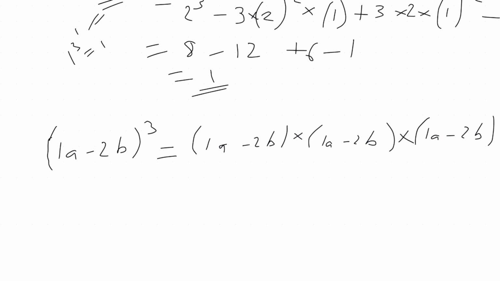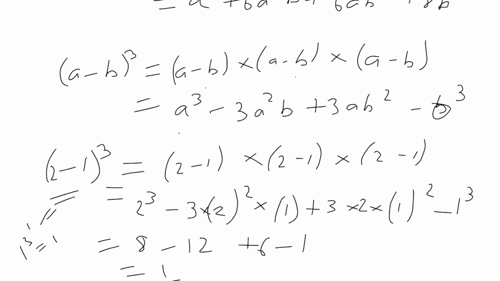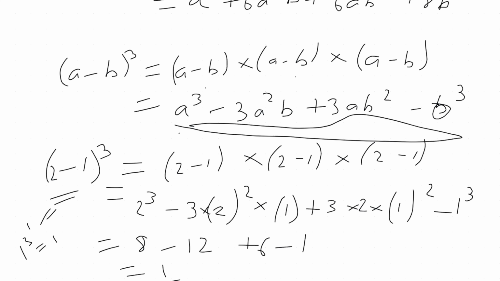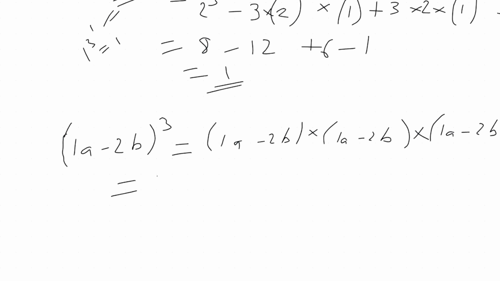First, we have to take the cube of the first term. This formula would stay the same. It's not going to change. Cube of the first term is 1a cube. Next, we take minus 3 multiplied by the square of the first term, 1a square, multiplied by the second term. What is the second term? 2b.